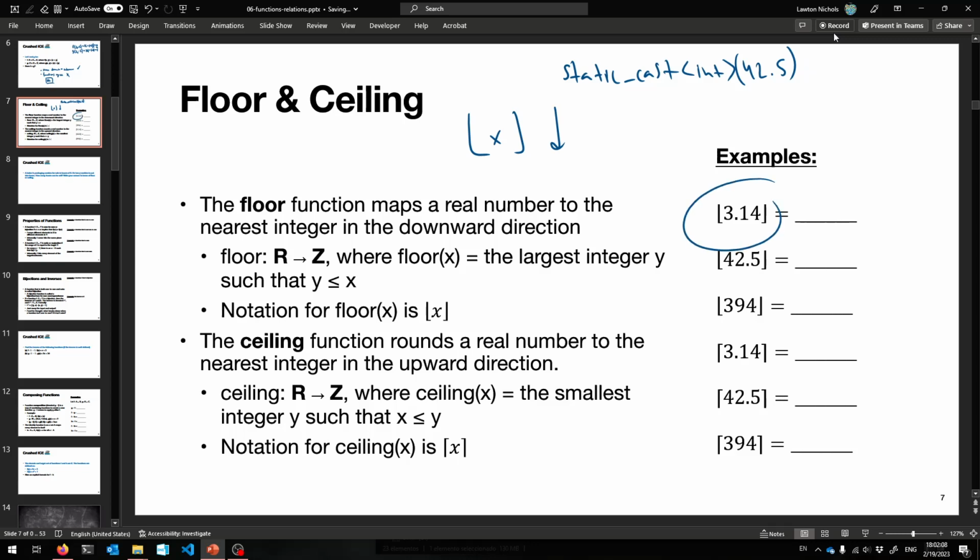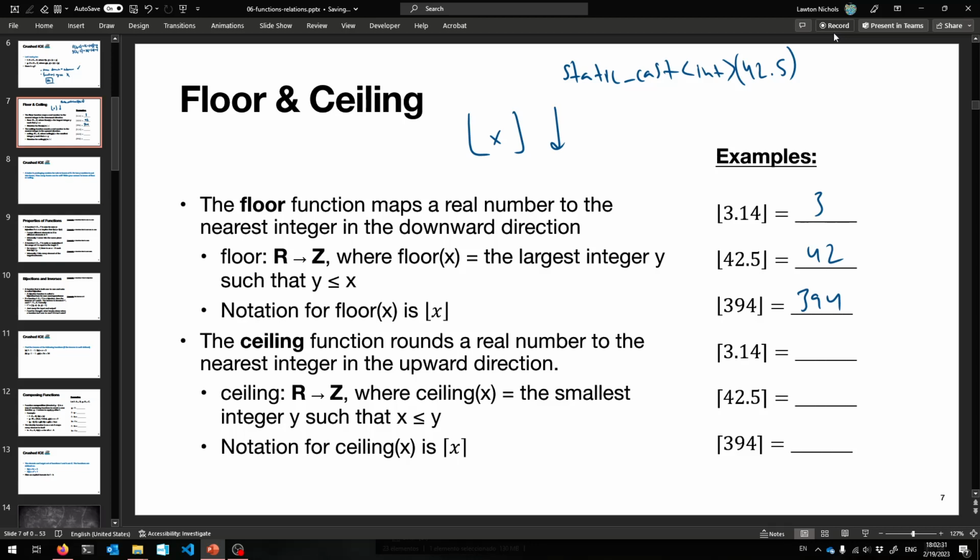So 3.14 is going to 3. It's sending a real number to an integer. 42.5 goes to 42, chopping off the decimal places. The floor of 394 is the closest whole number that's less than or equal to my current number, and this one's already a whole number, so it gets to stay 394. I hope that makes sense. All right, so that's the floor function.